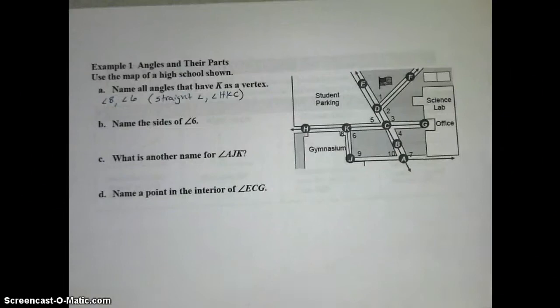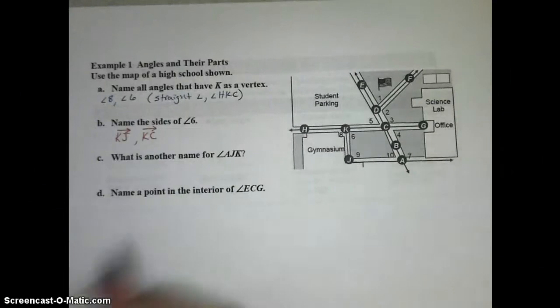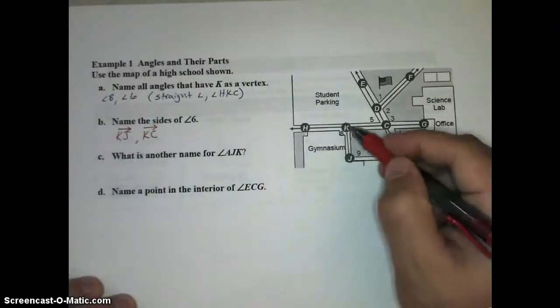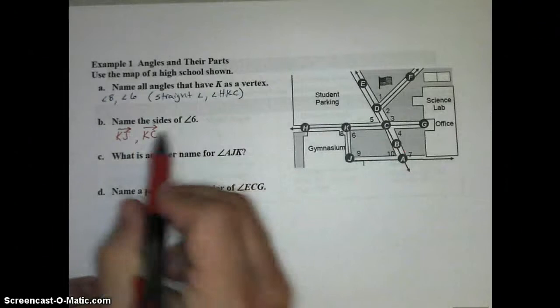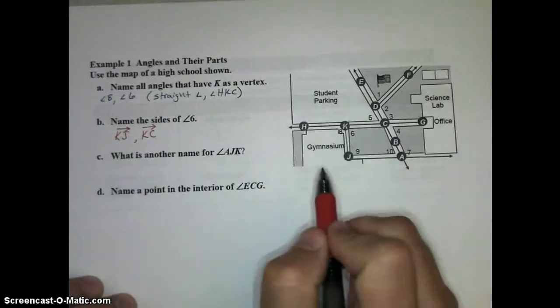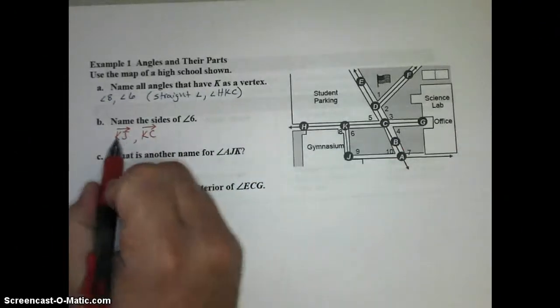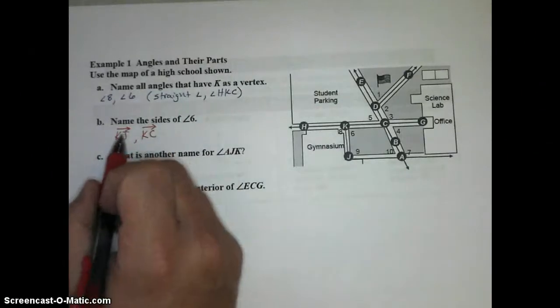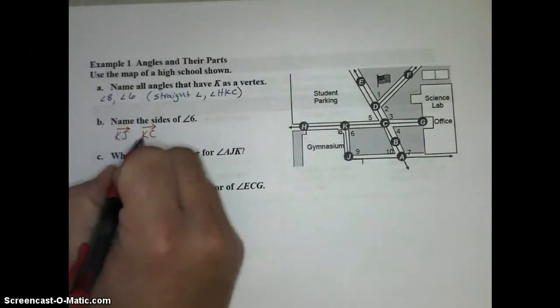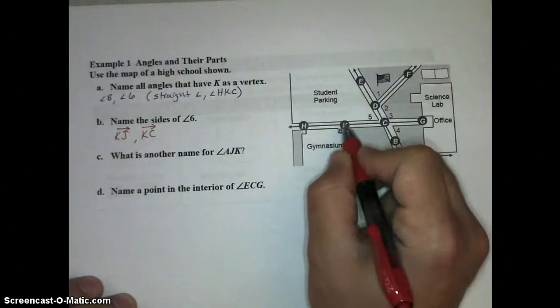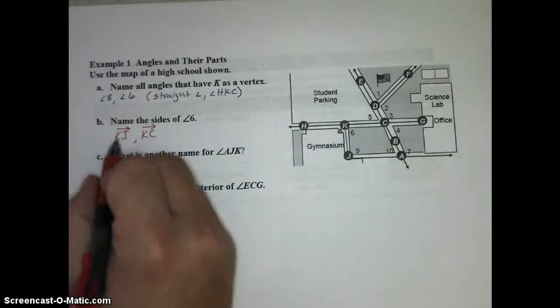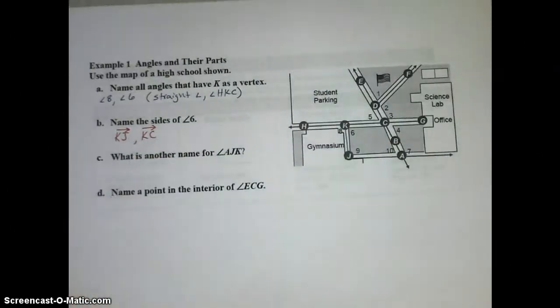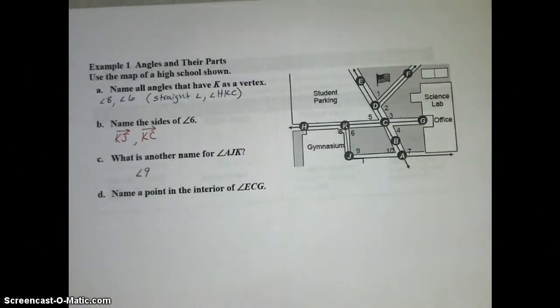On part B, we should have gotten this. KJ is a ray that makes up one side of angle 6, and KC is the other ray that makes up the other side of angle 6. Notice that K is the first letter of each one. When listing the sides of an angle, the ray must start with your endpoint of your ray being the vertex of that angle. So the first letter we use is K in both cases. If that's not the way you wrote it, you need to recorrect that so that that is the correct way to write that.